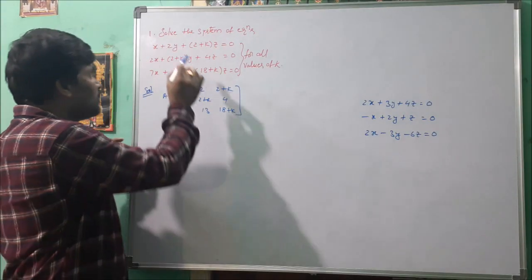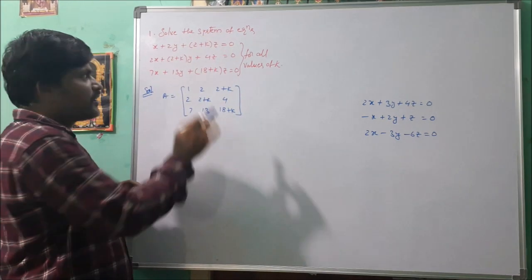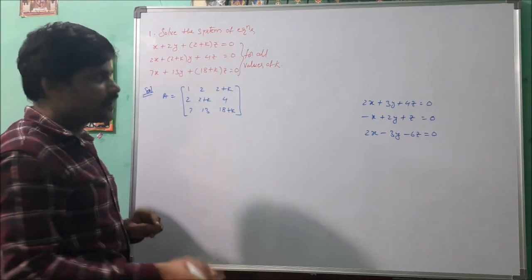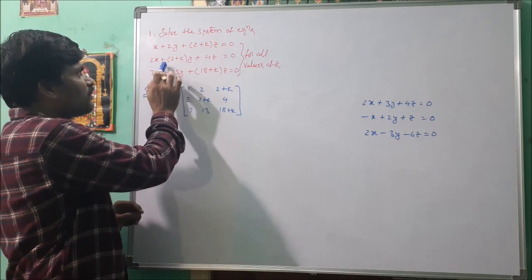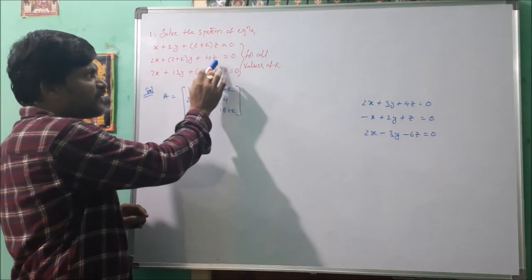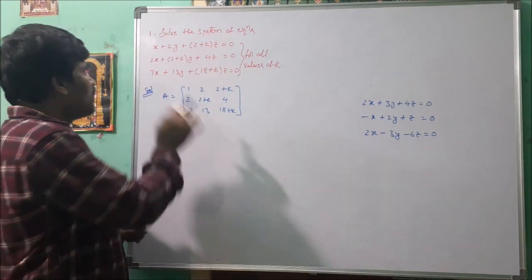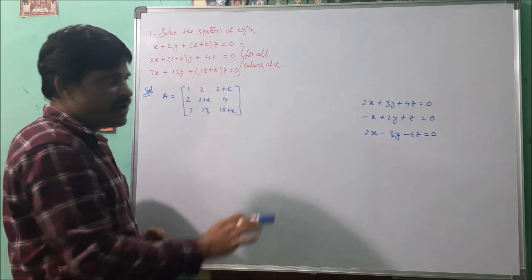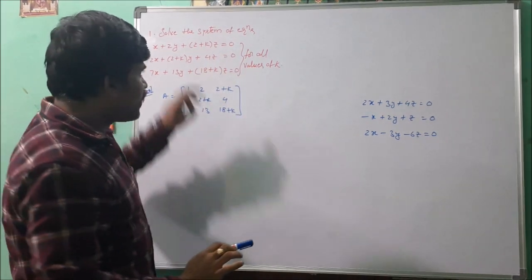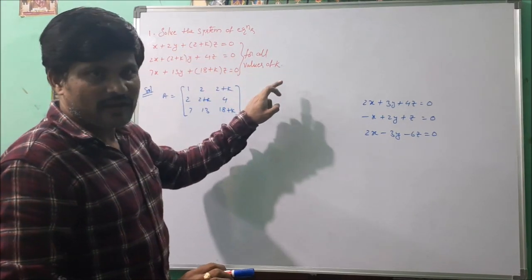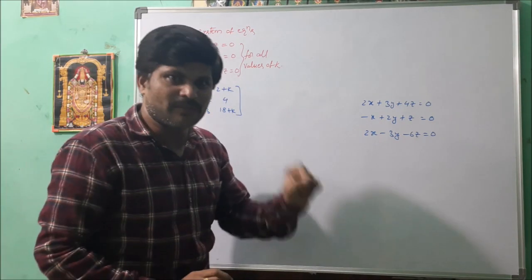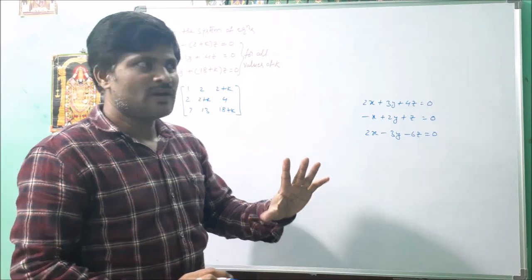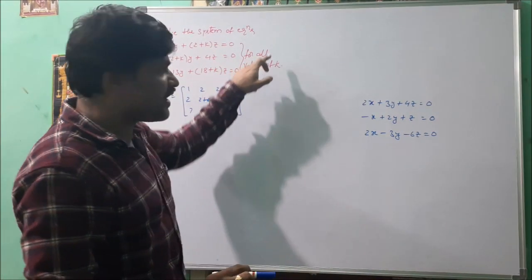Here we solve the system of equations. The first equation is x plus 2y plus (2 plus k) into z equals 0. Similarly, the second equation is 2x plus (2 plus k) into y plus 4z equals 0, and 7x plus 13y plus (18 plus k) into z equals 0, for all values of k. Now solve the system for all values of k. In the previous video we only solved the system of equations; here we solve the system for all values of k.